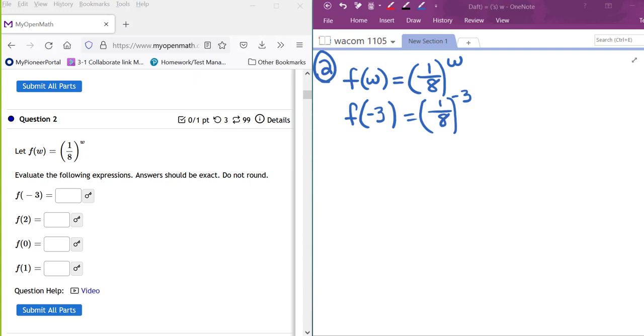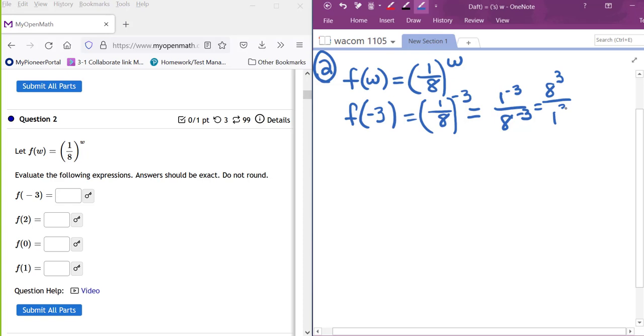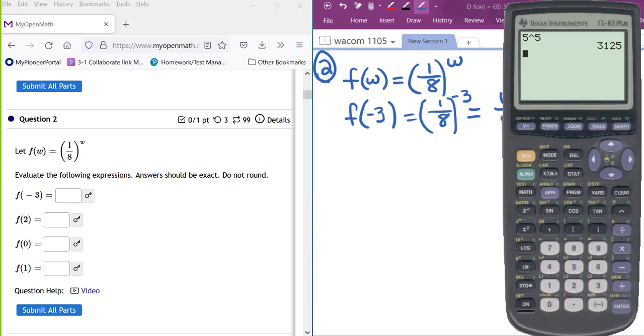So I'm going to show you just algebraically first to remind you the -3 would go to both the numerator and the denominator. So it would be 1 to the -3, 8 to the -3. You don't want a negative exponent, so you're going to switch places. And then the exponent becomes positive. And so you're going to work out 8 to the 3rd on your calculator. And you get 512.